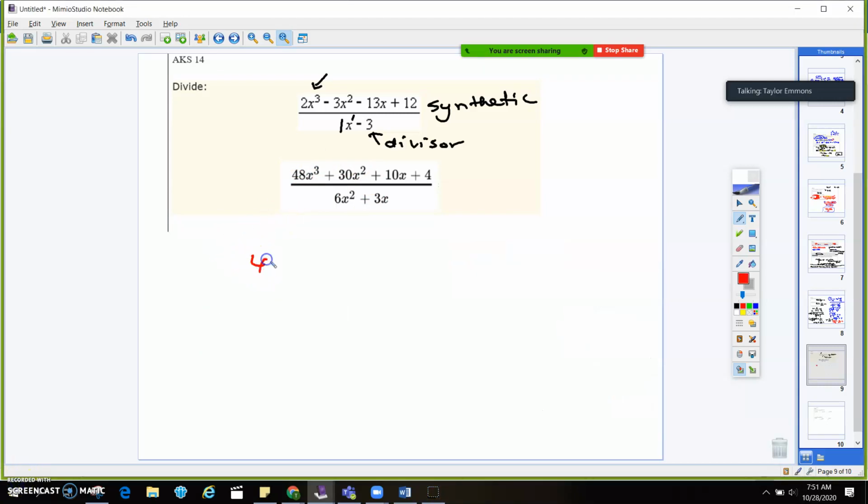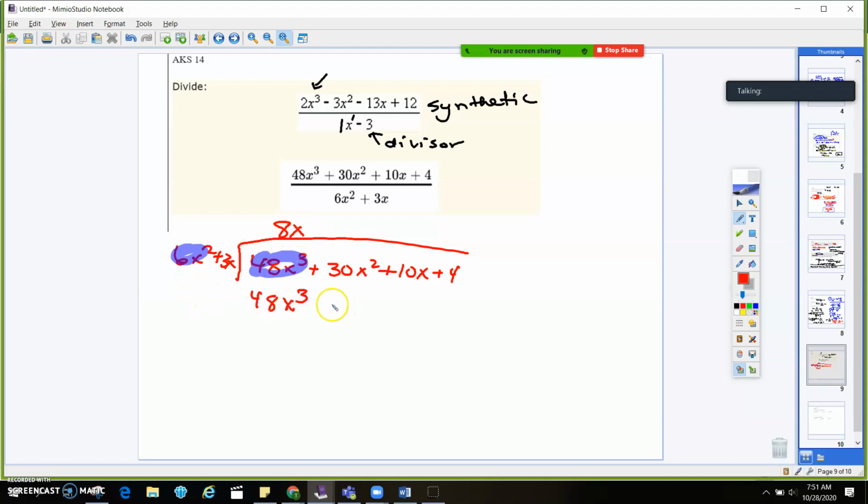So first thing that you would do is write out what's underneath the division line. Remember, you've got this 6x squared plus 3x on the outside. Again, you're only concerned with the first term of both the inside and the outside. So you're going to say, what times 6x squared will give me 8x cubed? And that's going to give me 8x. Then I'm going to multiply by everything on the outside. And then I'm going to subtract. And that's going to give me 6x squared. I'm going to bring down that 10x.